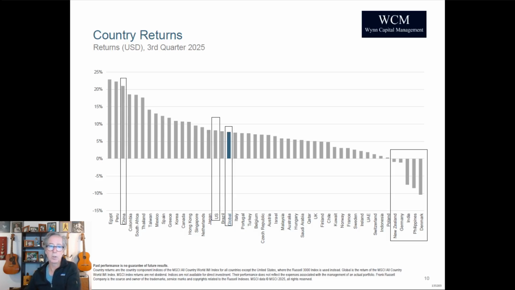This chart shows us returns by country. A few countries on the bottom with pretty big losses, some huge gains, including China, up 20% in equities for the third quarter. The average global country was right here in the middle, just short of 10%, and the US was really close to the average.